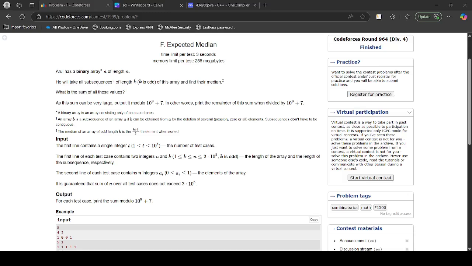Hello, in the last videos we discussed combinatorics. Let's discuss the next problem. Arul has a binary array of length n. He will take all subsequences of length k, where k is odd, of this array and find their median. What is the sum of all these values?